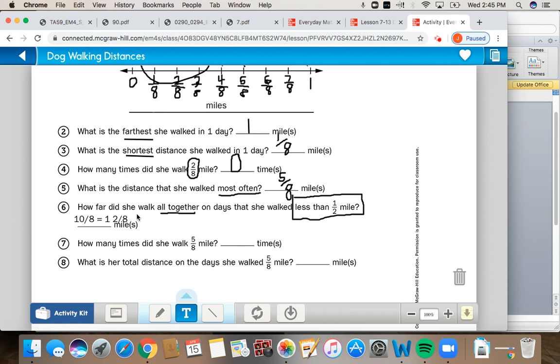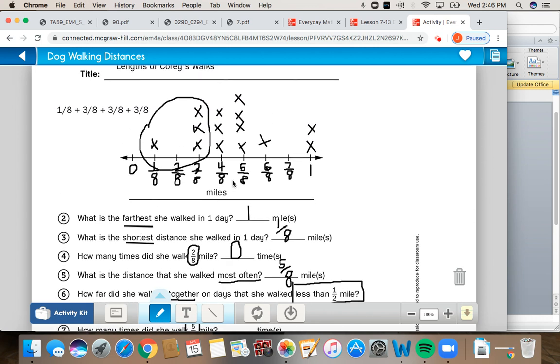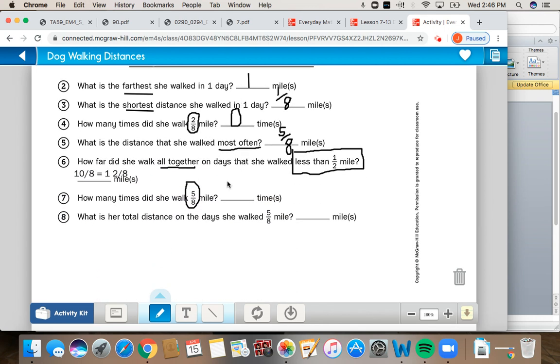All right, let's take a look at number 7. How many times did she walk 5/8 of a mile? So let's go find 5/8. Well, here's 5/8, and I see 1, 2, 3, 4 times she walked 5/8 of a mile.